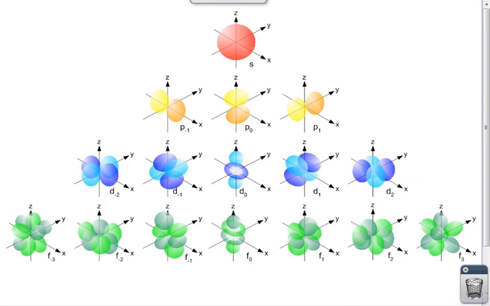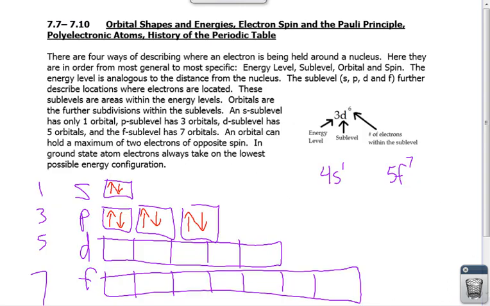Going back, I skipped some stuff. Again, we kind of hit this at the beginning. What is the coefficient relative to? What does that represent? The energy level. The s, p, d, f represents the sublevel. Then we tend to draw boxes to represent the orbitals, and those superscripts represent the number of electrons.